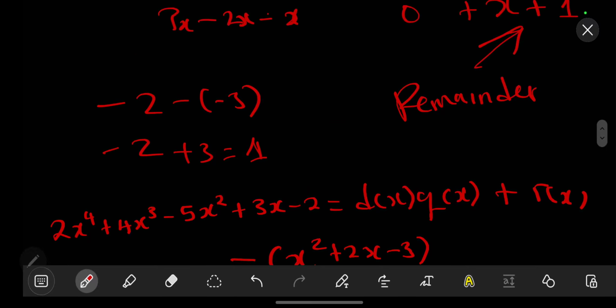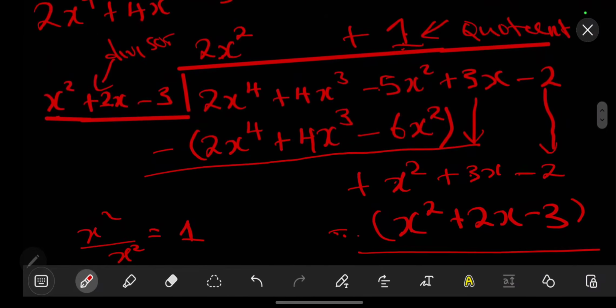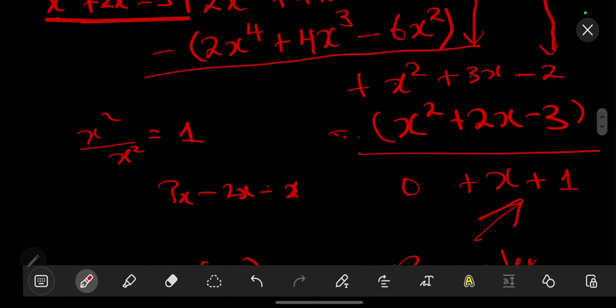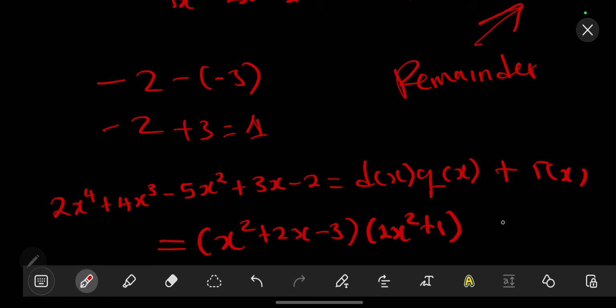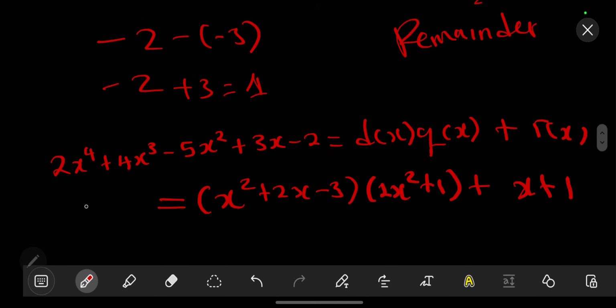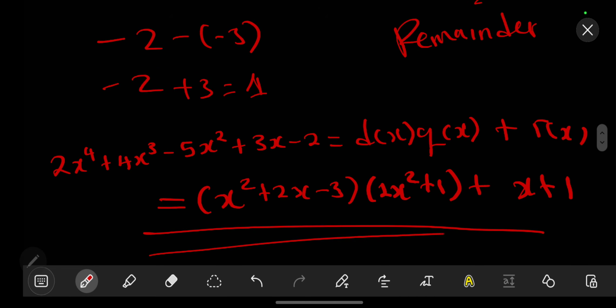Then the quotient, which is our outcome. So in this case, our quotient is our 2x squared plus 1. So we are going to write it 2x squared plus 1. Then we are going to have plus our remainder, which was x plus 1. So this is expressed in the division algorithm.